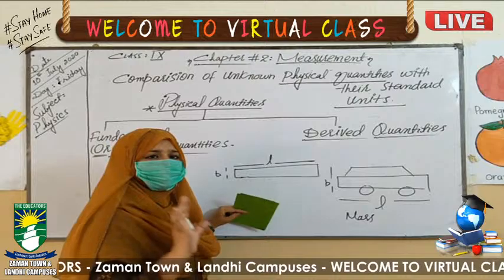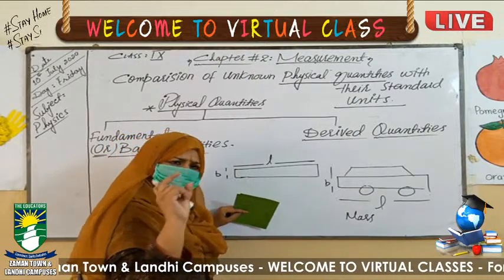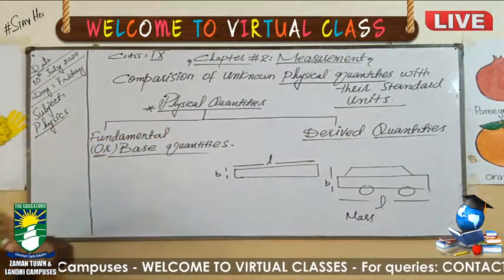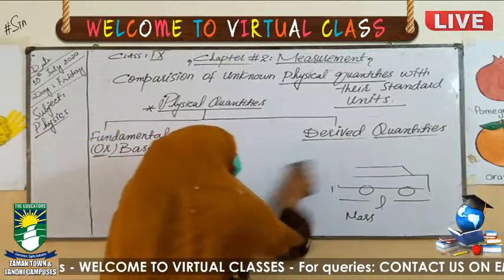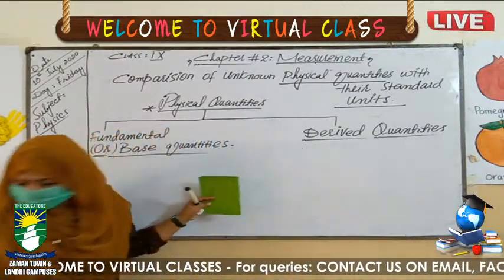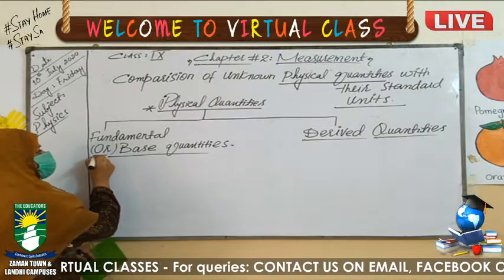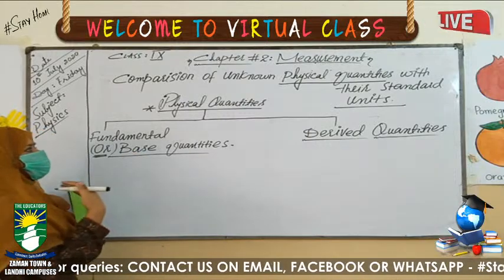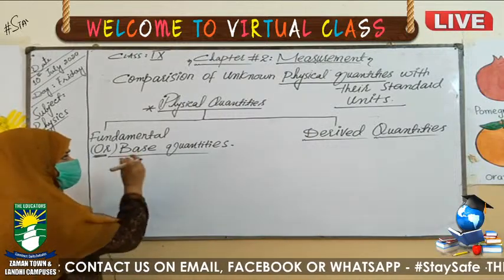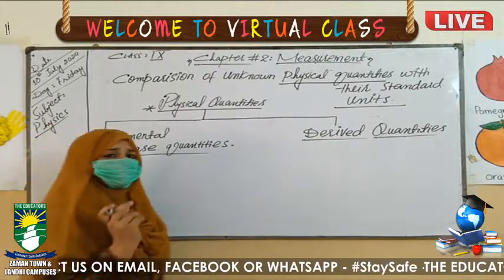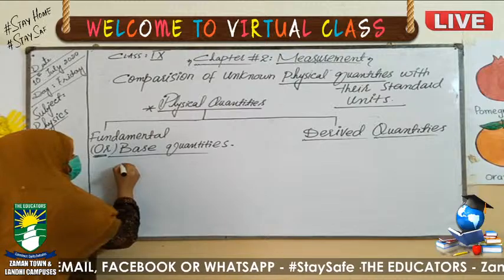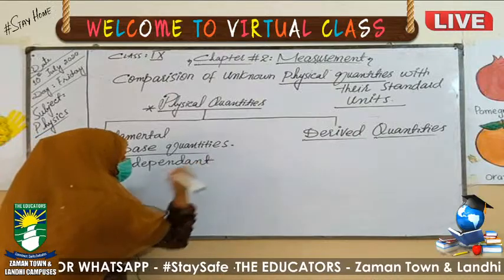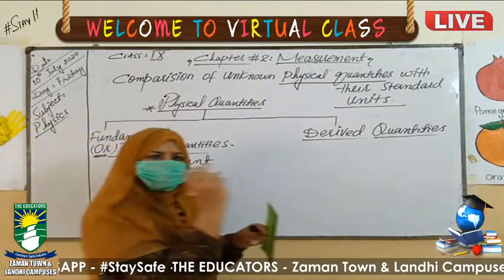Hope you have understood what are the physical quantities or the measurement. Both resemble each other. Fine. Now we have two types of physical quantities. First we have the fundamental quantities. Fundamental quantities can also be called the base quantities, and the meaning of fundamental or base quantity is that they are independent. Independent means they do not rely on others.